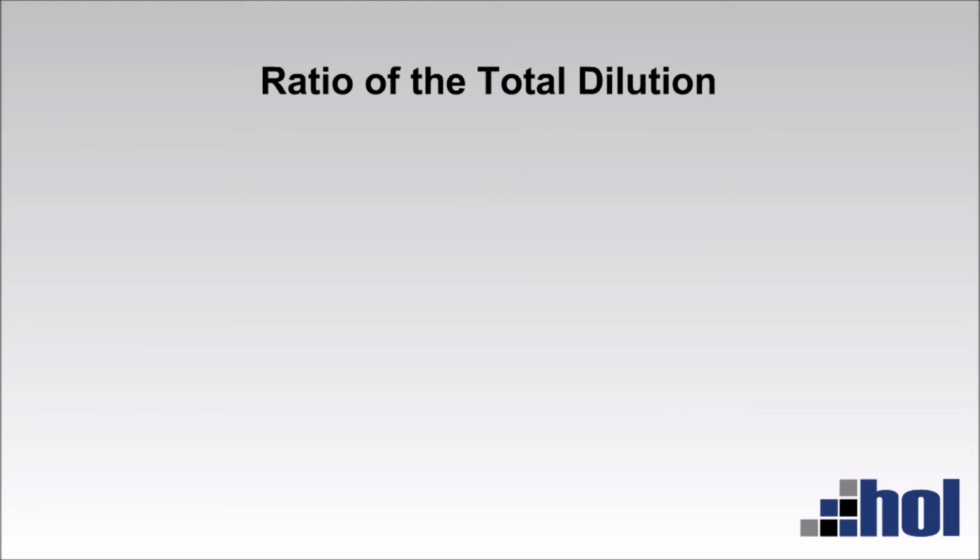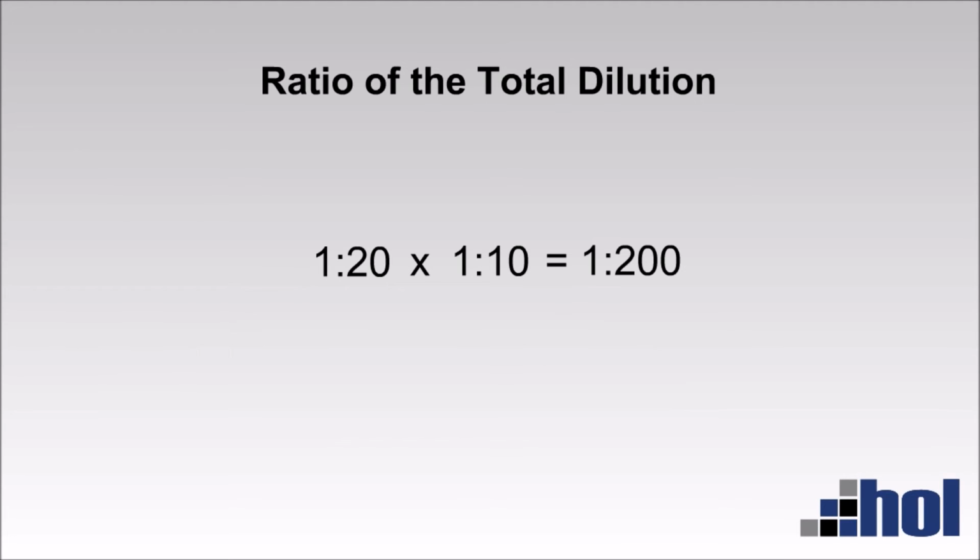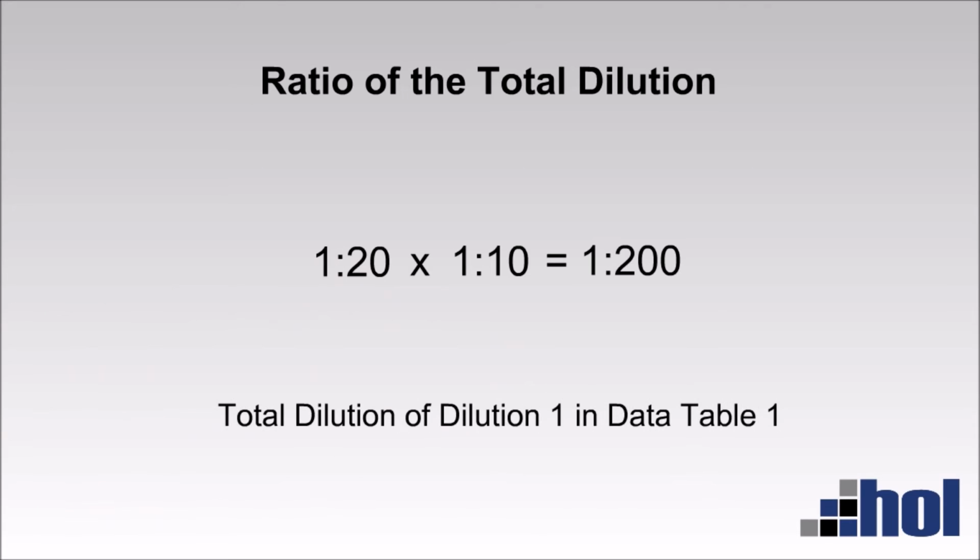Determine the ratio of the total dilution by multiplying the first series dilution by the second series dilution and expressing in ratio form. Record this amount as the total dilution of dilution 1 in data table 1.